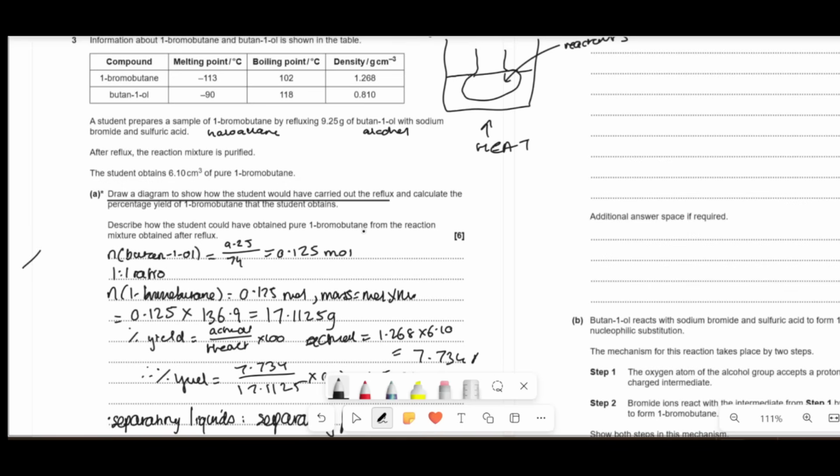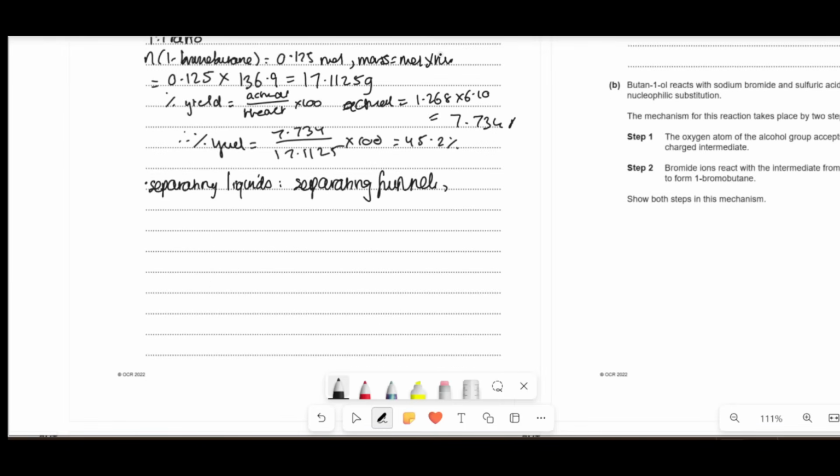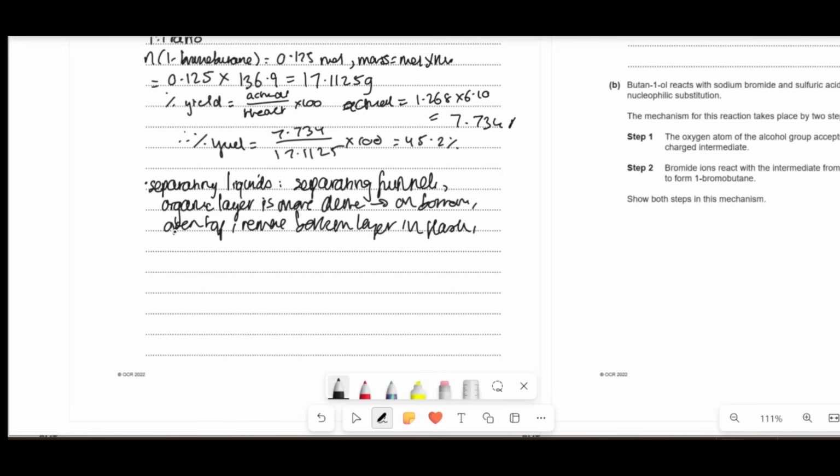If I put a block of metal in water, it sinks to the bottom because it's more dense. So it's not always the top layer. Some people are like, oh my God, it's the top layer. It's not. You can see that it's more dense here. They always love throwing you off there. So in the separating funnel, the organic layer we want is more dense, so it's on the bottom. So all you do is open the tap, remove the bottom layer into a flask, and discard the top.